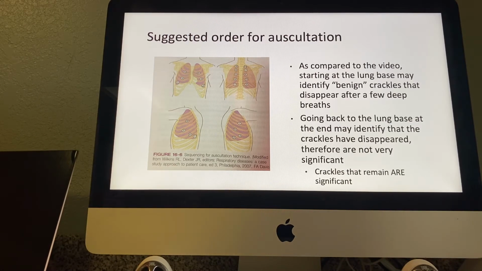Starting at the lung base may identify benign crackles that disappear with a few deep breaths. So you may hear crackles when you start listening. Where they want you to start listening is here. So what do we know this area of the lung is?